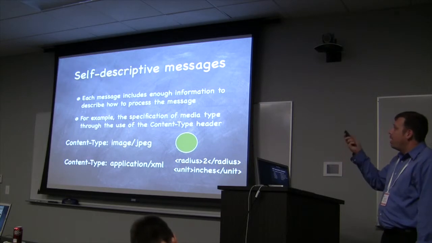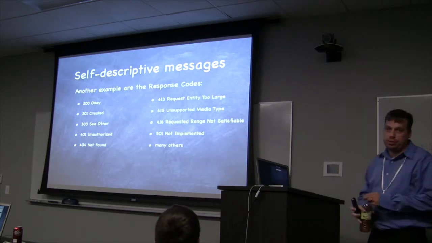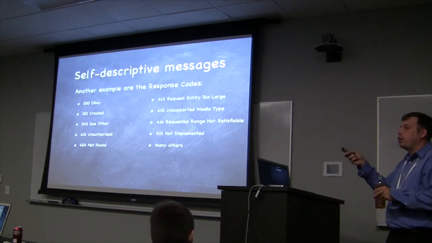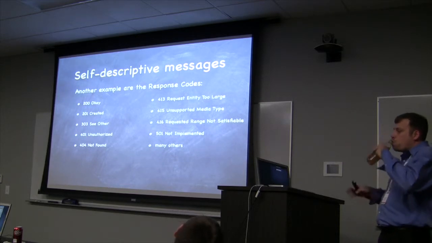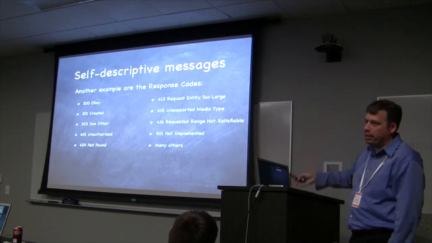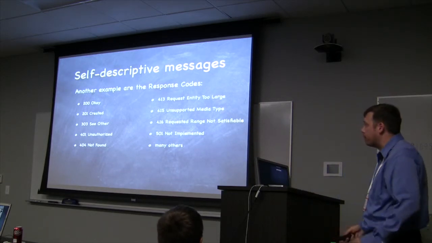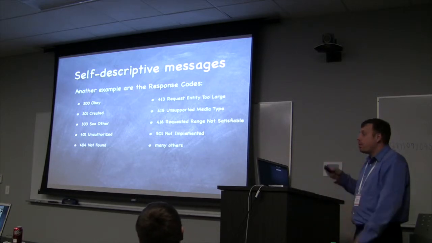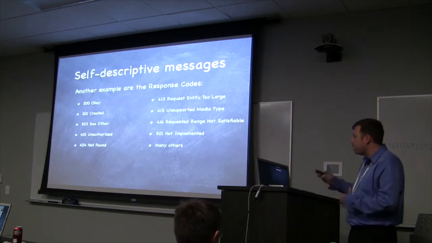Okay. Another example of self-descriptive messages are response codes. My client application, or my consuming application rather, can respond to these response codes. There's about 60 of these. I wrote down some of the more fun ones, some of the ones you're going to see the most often. If I issue a GET and it was successful, I would expect to see a 200 OK, and then there's my data. I know it's OK to continue processing.